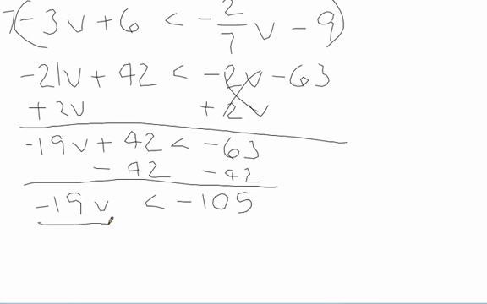We divide by negative 19 on both sides, and we end up with v, in this case, greater than positive 105 over 19. Check to see that this is simplified. I know 19 is prime, so even though 105 has some factors of 5, it doesn't simplify, so there's our final answer.